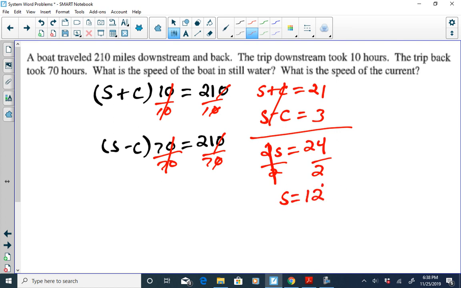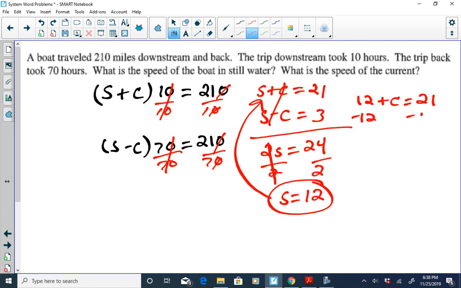I'm going to replace S with 12 in one of my equations to find the speed of the current. So we wind up with 12 plus C is going to be equal to 21. I subtract 12, and we wind up with C is going to be equal to 9. So the current is going to be 9 miles per hour.